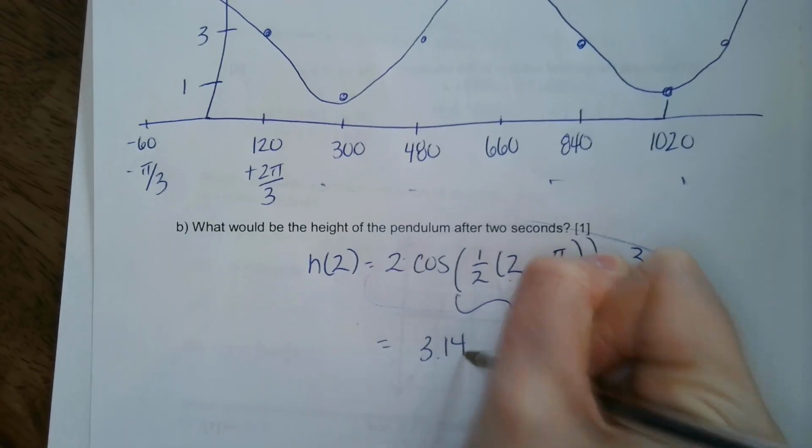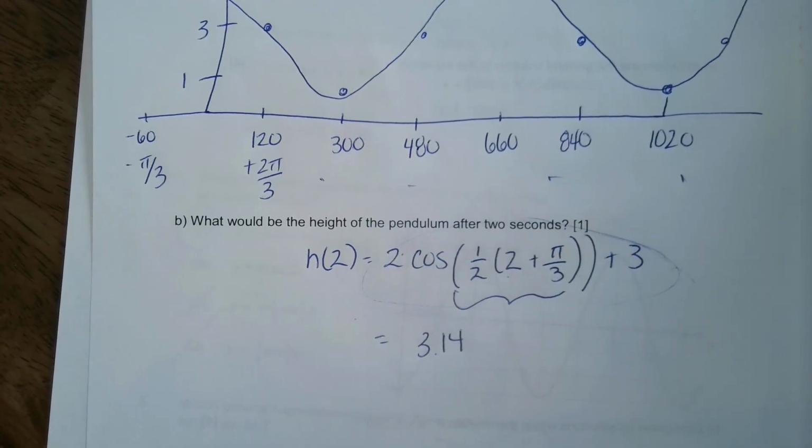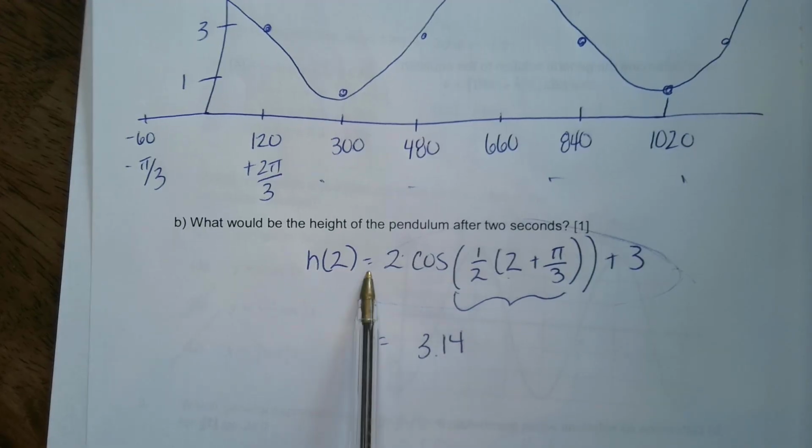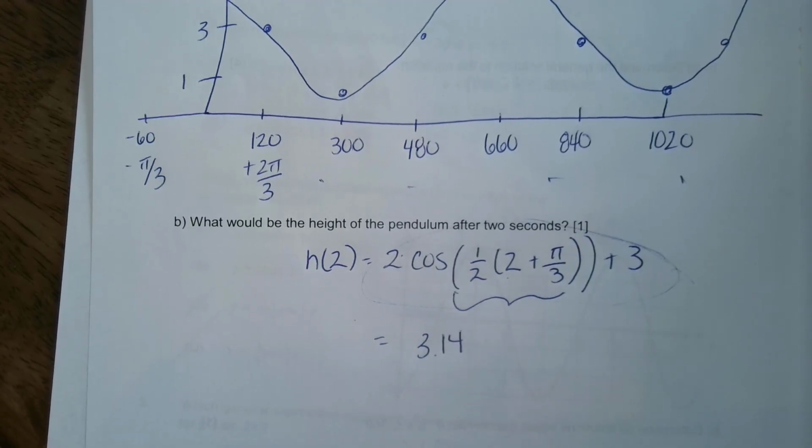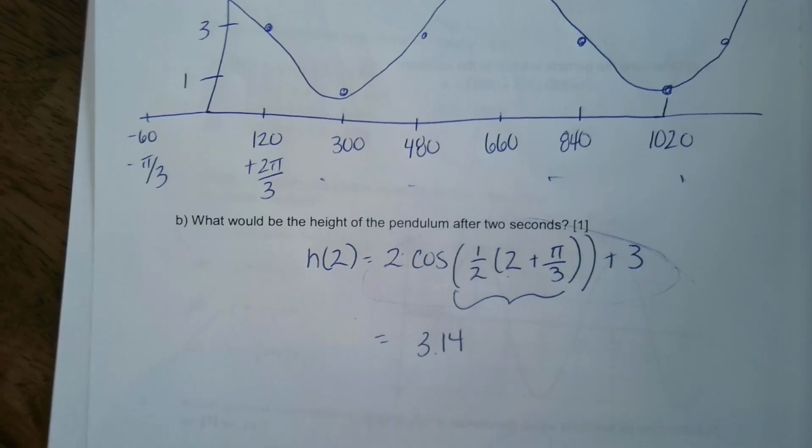It's around 3.14. You might get 3.09, you might get 3.15. As long as you're around that value, I'm happy. So you're just plugging it into your calculator. 2 cosine of whatever that decimal is plus 3. Okay, there's no solving. It's just an easy plug and chug.